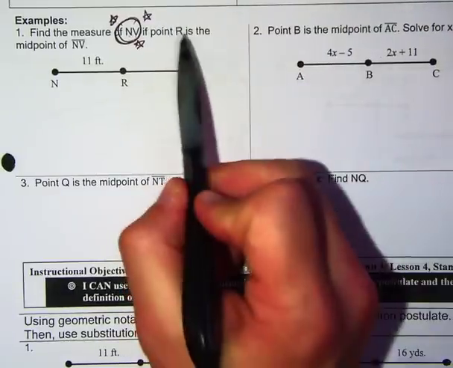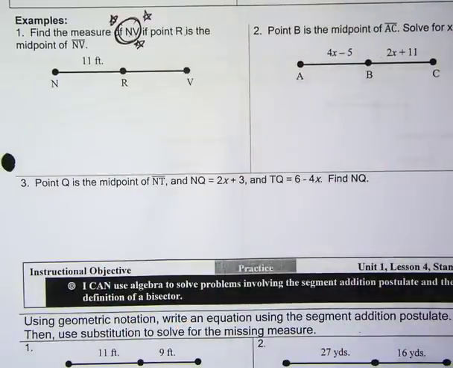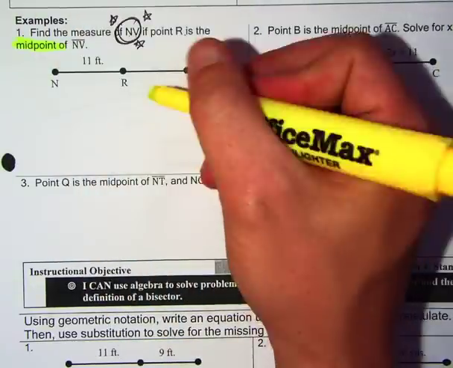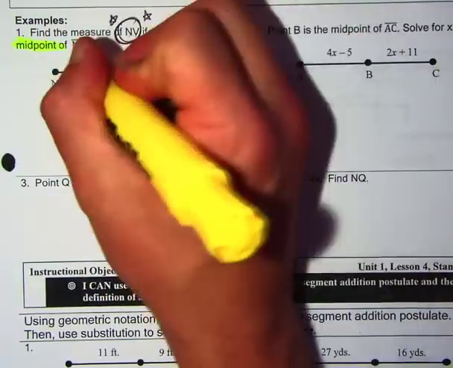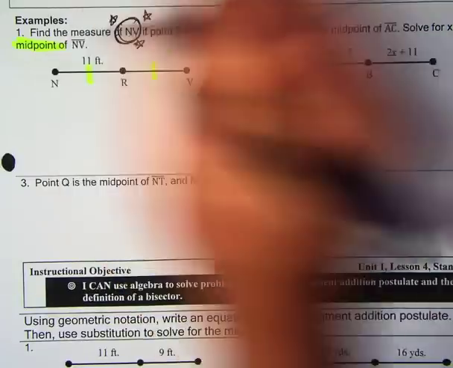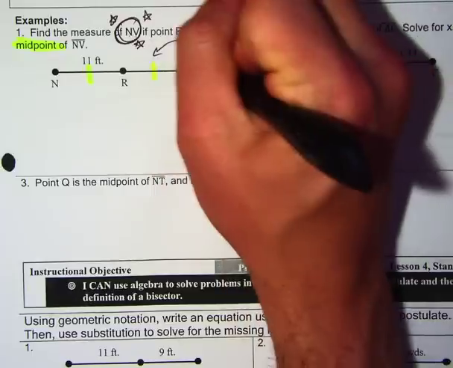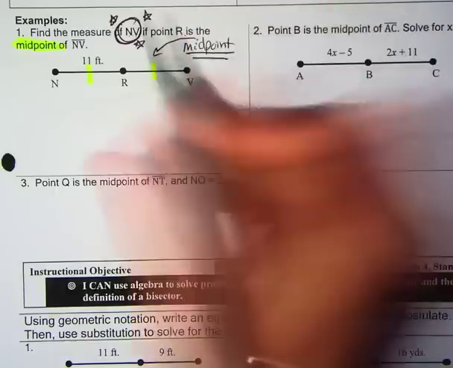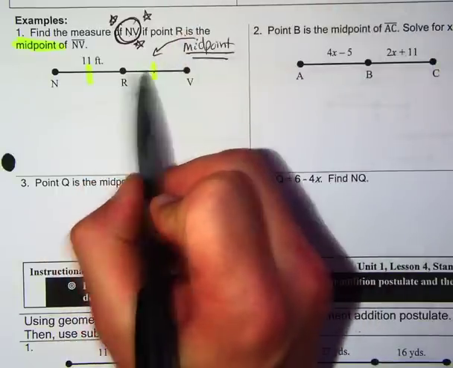Now it says point R is the midpoint, and I can't stress this part enough. This is a very important word, because what that allows me to do is put a tick mark here and a tick mark here. Again, what does this mean? Midpoint, I'm going to annotate, means that these two pieces are equal.